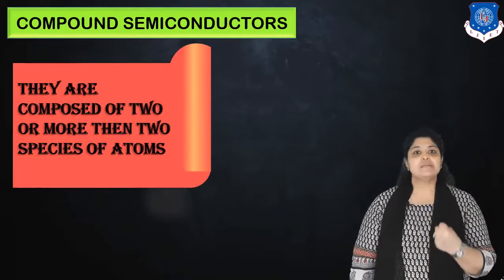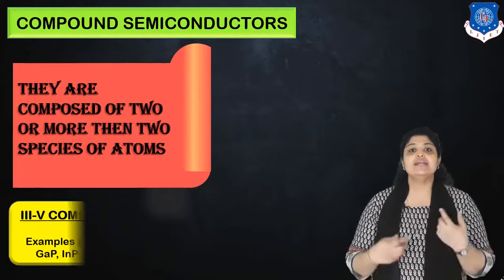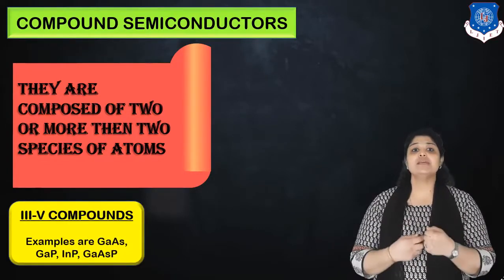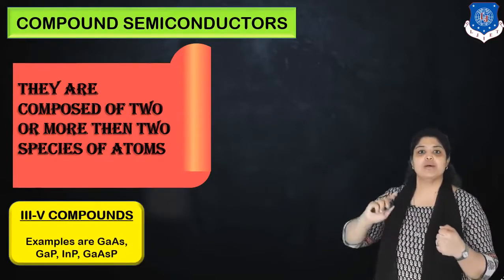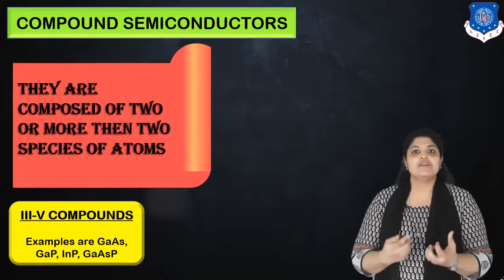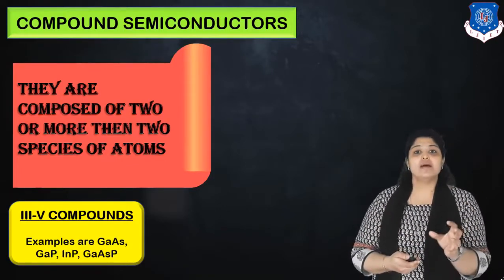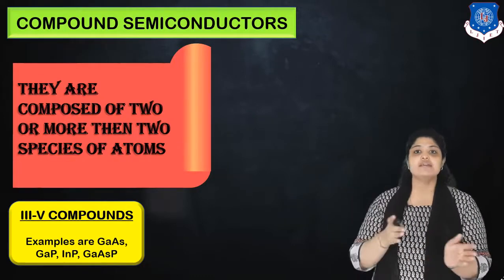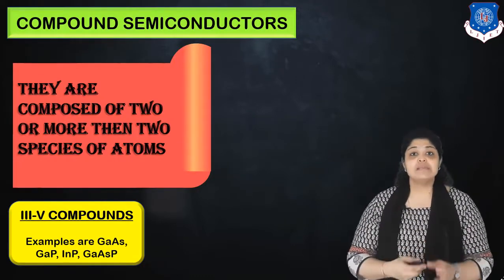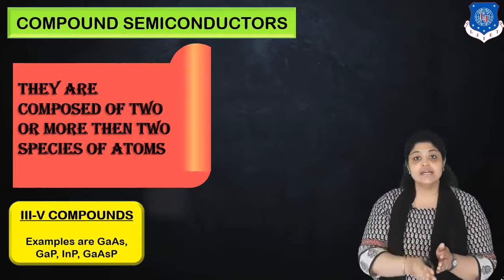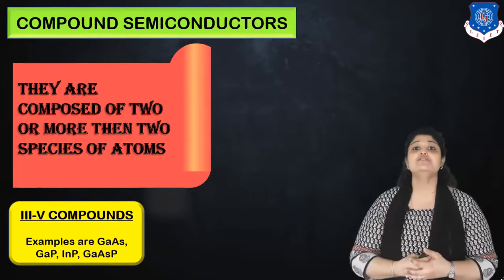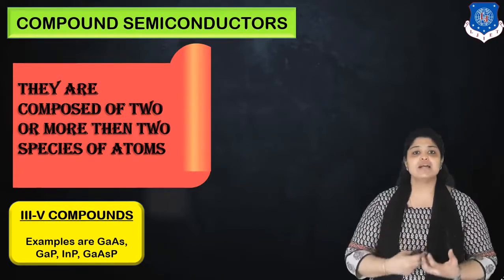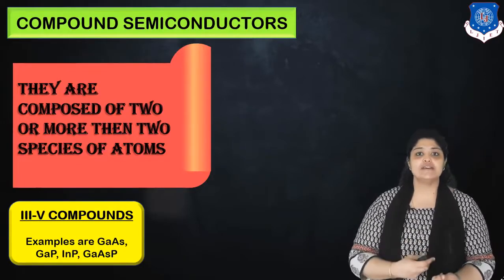Now these compound semiconductors are further divided into two categories. One of them is known as a 3,5 compound. What do you mean by a 3,5 compound? They are compounds formed by group 3 and group 5 of the periodic table. That means elements which come under the third group and elements which come under the fifth group. Some examples are gallium arsenide and gallium phosphide.